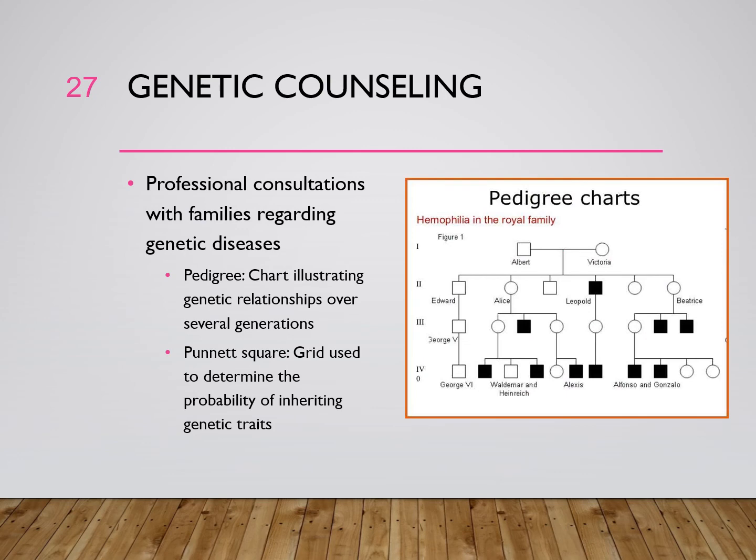Genetic counseling refers to professional consultations with families regarding genetic diseases. By compiling a familial history of as many generations back as they possibly can, they can help give them a clear picture of what the probability might be of passing on some sort of genetic disease. Two tools are used for this: pedigree charts and the Punnett square that we talked about already.